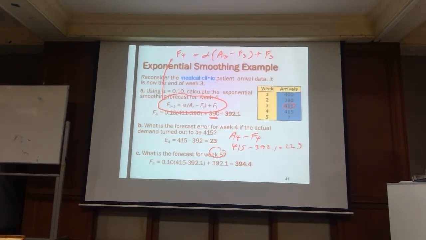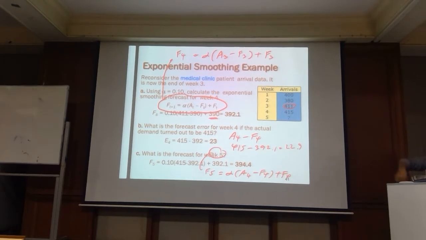And how about the forecast for week 5? Again, in this case, you try to find F5, which is going to be alpha multiplied by (A4 minus F4) plus F4, right? So you use 392.1 for F4, and for A4, at week 4, you use 415. So this is exponential smoothing.